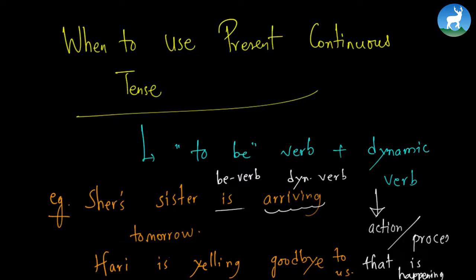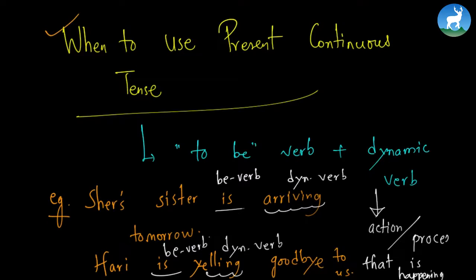So if I write another example, Hari is yelling goodbye to us. So here's a be verb followed by a dynamic verb. So Hari is yelling goodbye to us. That's another example. Somebody is yelling something to us. And the whole weight of the sentence goes to the single word yelling. Somebody's yelling, right? And the yelling shows the action there. So this is when we use the present continuous tense.